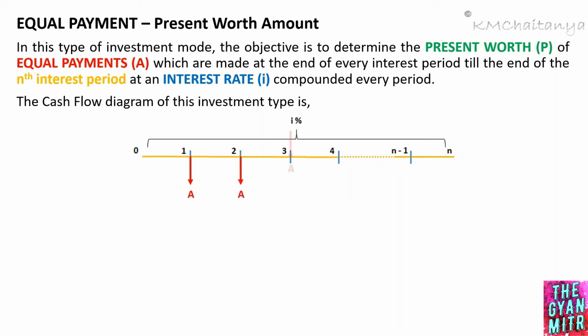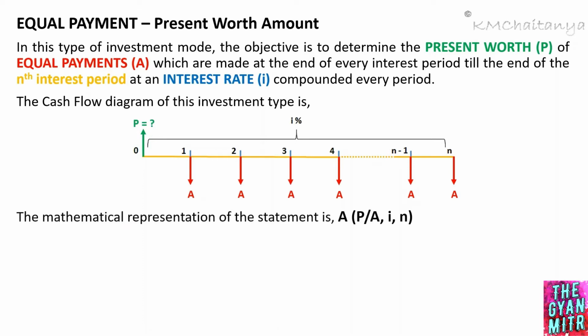We have made an equal payment A at the end of every year till the end of nth year. This investment we call an annuity. So for this annuity we need to determine what will be the present worth. The mathematical representation of the statement is known value of annuity or equal payments with unknown P with I interest rate and N interest period.